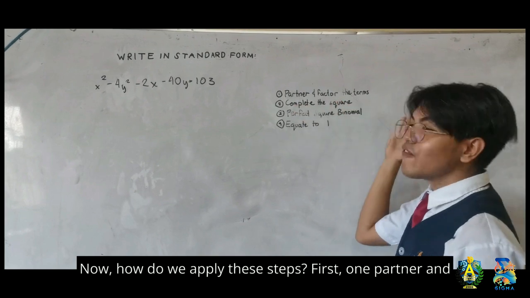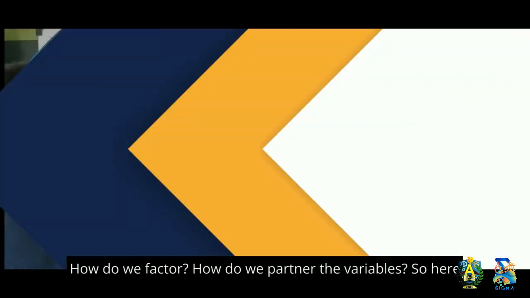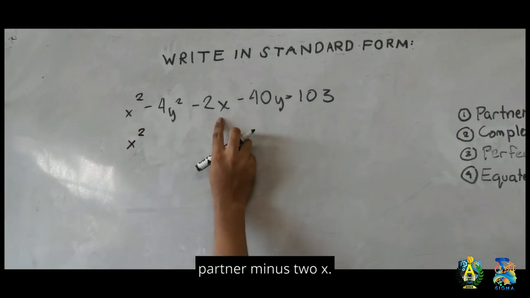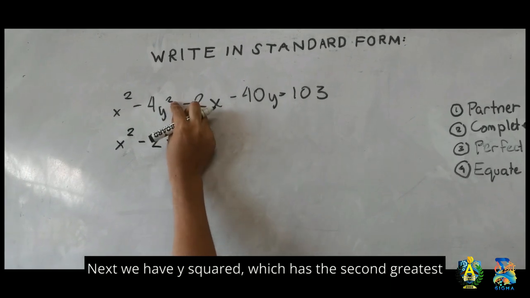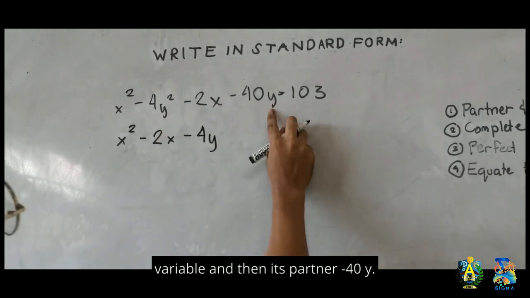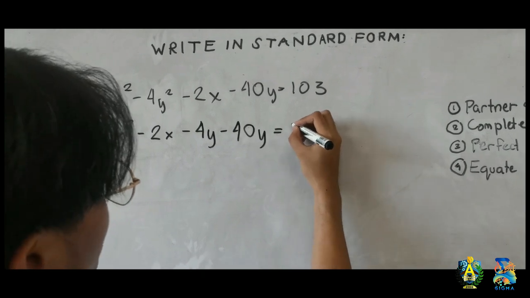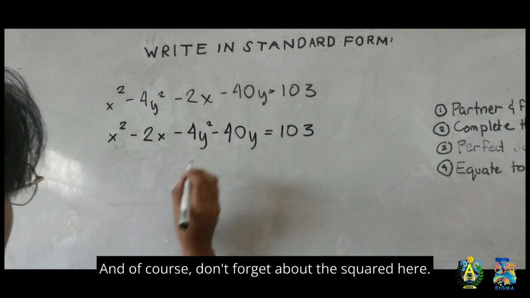First one, partner and factor the terms. How do we partner the variables? Here we have the variable that has the greatest exponent, x squared, and its partner minus 2x, so we put them next to each other. Next we have y squared, which has the second greatest exponent, and then its partner minus 40y. Copy everything else. And of course, don't forget about the squared here.